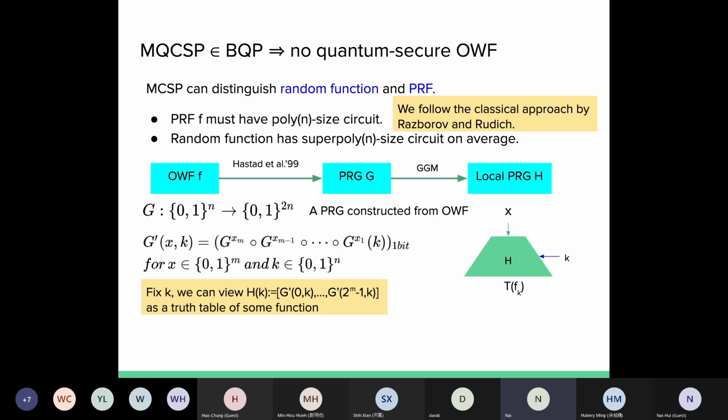Because you have an MCSP algorithm, you can use the algorithm to distinguish whether the output has a small circuit or not. We know that a random function should have a large circuit, and a Boolean function generated in this way has a polynomial size circuit. So MCSP can distinguish these two cases, so it can break the PRG, or say the pseudo-random function.